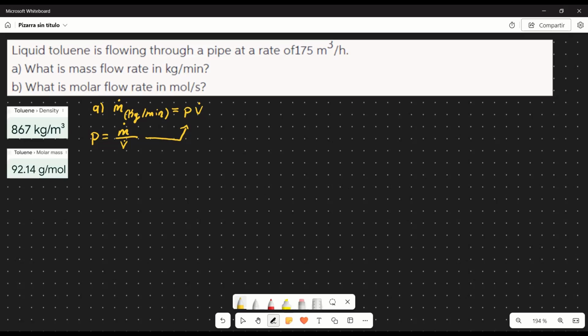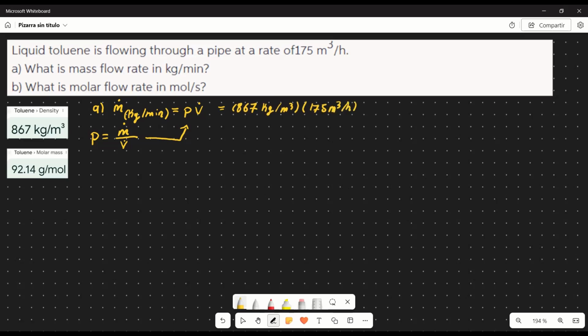And we're going to need to convert some units because we have the flow in hours and want it in minutes, but we'll get to that later. The step to solve this problem is just to substitute the magnitudes right now, because we already have the density of toluene as well as the volumetric flow rate. So we have 867 kilograms per cubic meter multiplied by 175 cubic meters per hour.